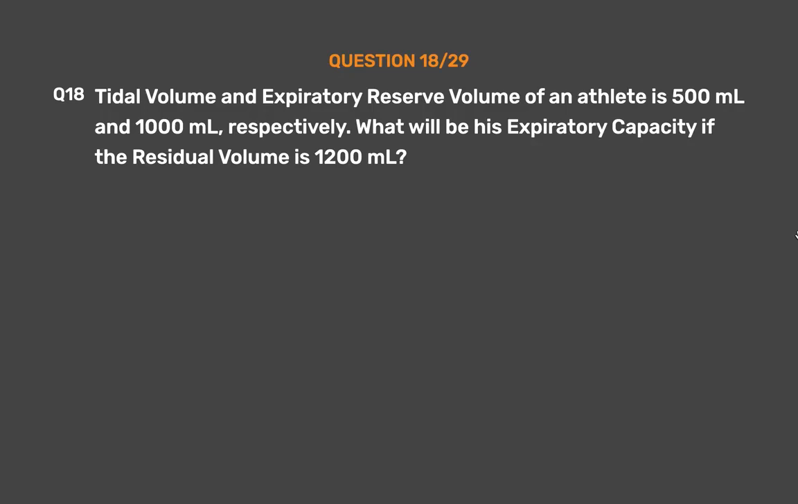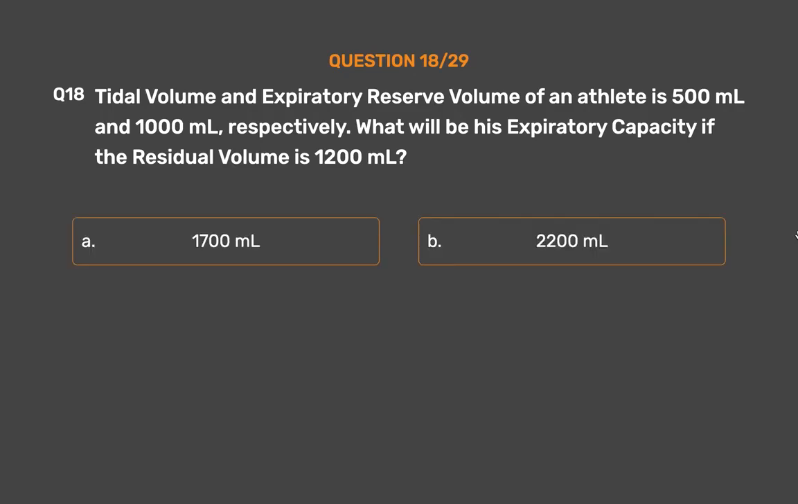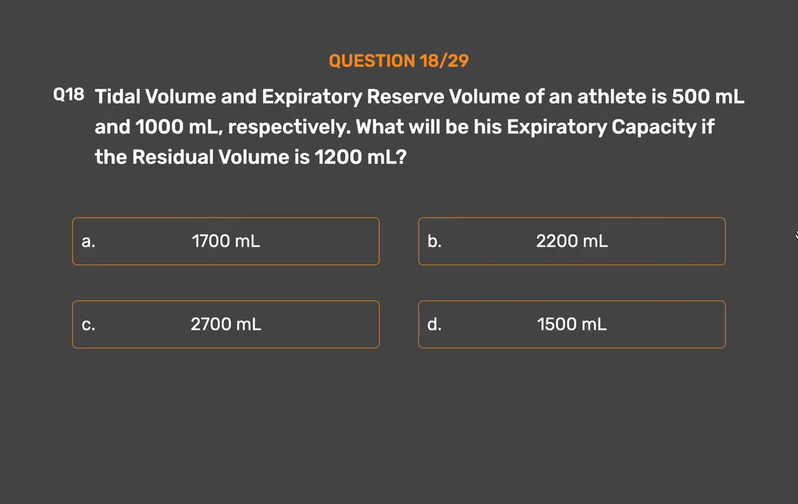Question number 18. Tidal volume and expiratory reserve volume of an athlete is 500 milliliters and 1000 milliliters, respectively. What will be his expiratory capacity if the residual volume is 1200 milliliters? Option A. 1700 milliliters. Option B. 2200 milliliters. Option C. 2700 milliliters. Option D. 1500 milliliters. The correct answer is option D.